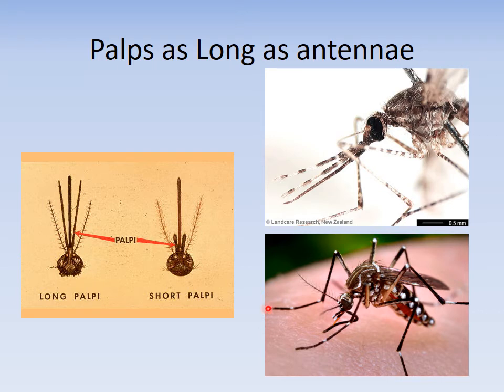And so here's a drawing of the long palpi on the left side versus the short palpi on the right side. And then here is an example of long palpi, and this is the genus Anopheles having the very long palpi. And then here is Aedes aegypti having very short palpi. And then I drew the box around to give you an idea.